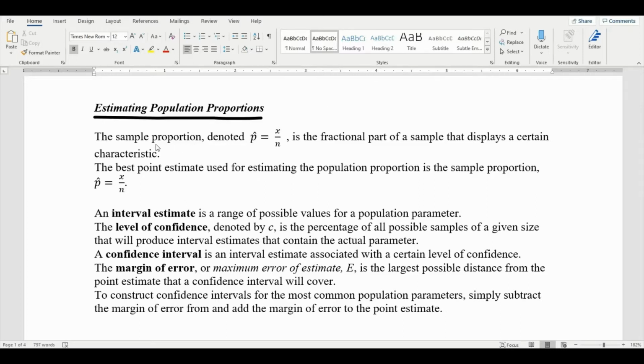This involves proportions. A proportion is nothing more than the total desired number divided by the total number. It's the fractional part of a total. So p hat represents a sample proportion, and it's just x over n, and that is the best point estimate for a population proportion. The population proportion is p, or it could be p sub 0, just depending on the book.